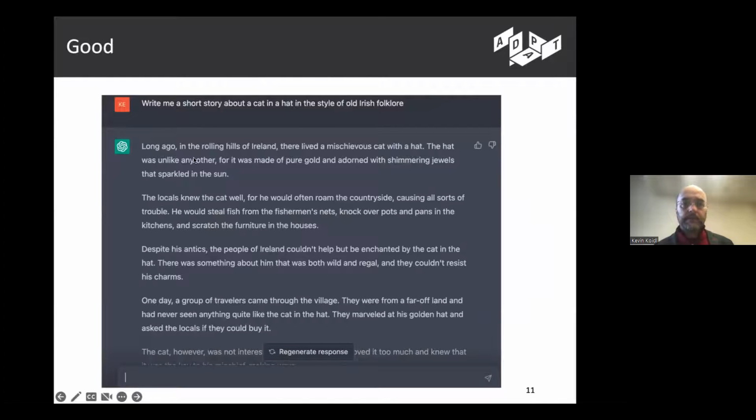it does amazing things around creating stories in a certain style. So write a short story about a cat in a hat in the style of old Irish folklore, and it actually does a lovely job at doing this. So it's really nice to read this. Despite his antics, the people of Ireland couldn't but be enchanted by the cat in the hat and so forth. So it really does an amazing job in this, and we'll have a little look at how that works, but it also does things that are not so good.